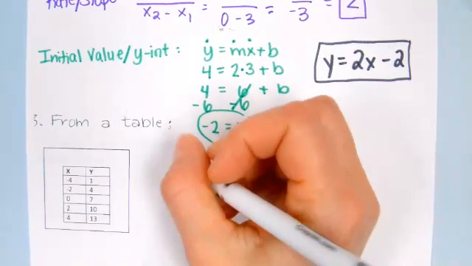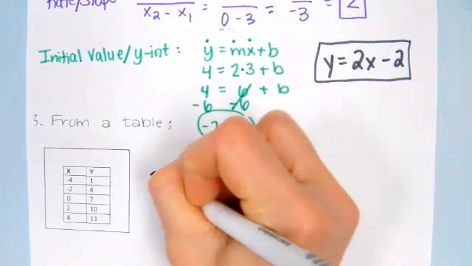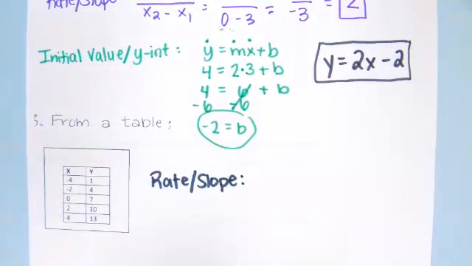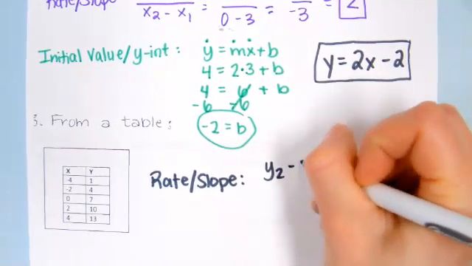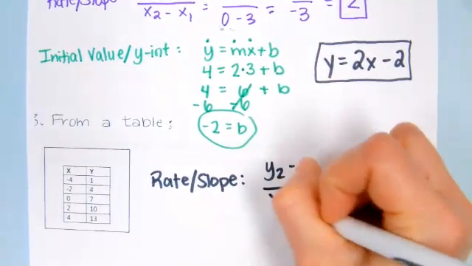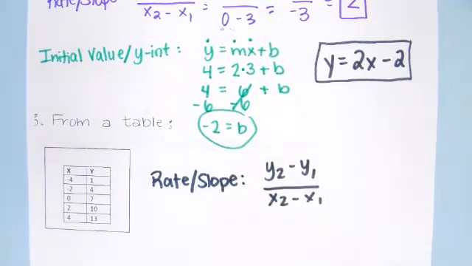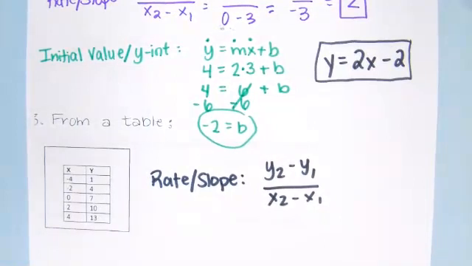So let's start with our rate or our slope. Okay, now, from a table, can I use rise over run? No. Can I use y2 minus y1 over x2 minus x1? Yes. Okay, so the idea is for you guys to be able to distinguish what I have, what I know I need, and what to use. So in this case, yes, we're back to y2 minus y1 over x2 minus x1.